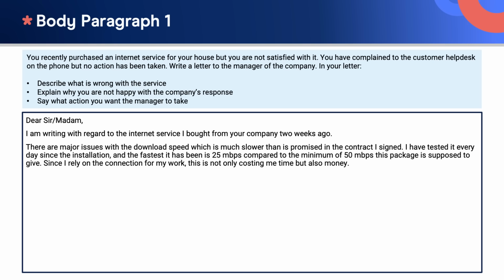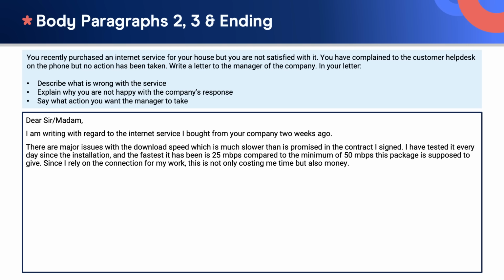So, as you can see, the sample begins by stating the main problem, the issues with the speed. Then it explains the problem in detail, and I like how the sample shows that they actually tried to make sure that their complaint was legitimate. They tested the speed. And I like how the paragraph ends by highlighting why it is a problem. Okay, we've now finished writing body paragraph 1. Let's now write body paragraphs 2 and 3 and a suitable ending.